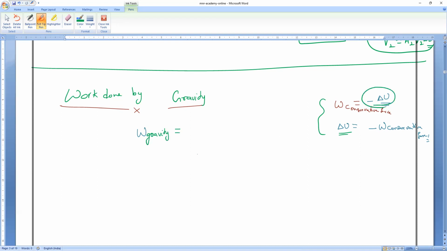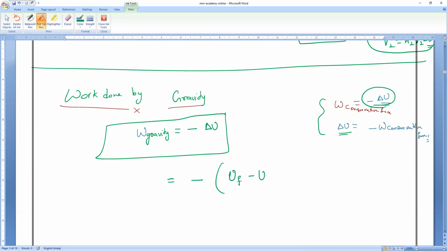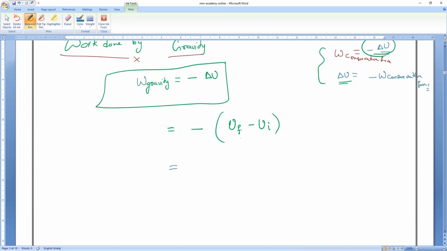So the work done by gravity is equal to minus of the change in potential energy. Now what is the change in potential energy? Final potential energy minus initial potential energy. Any problem? Anybody? Understand? What is the final potential energy? Initially it is from A to B. So this is the initial potential energy. What is the final potential energy?